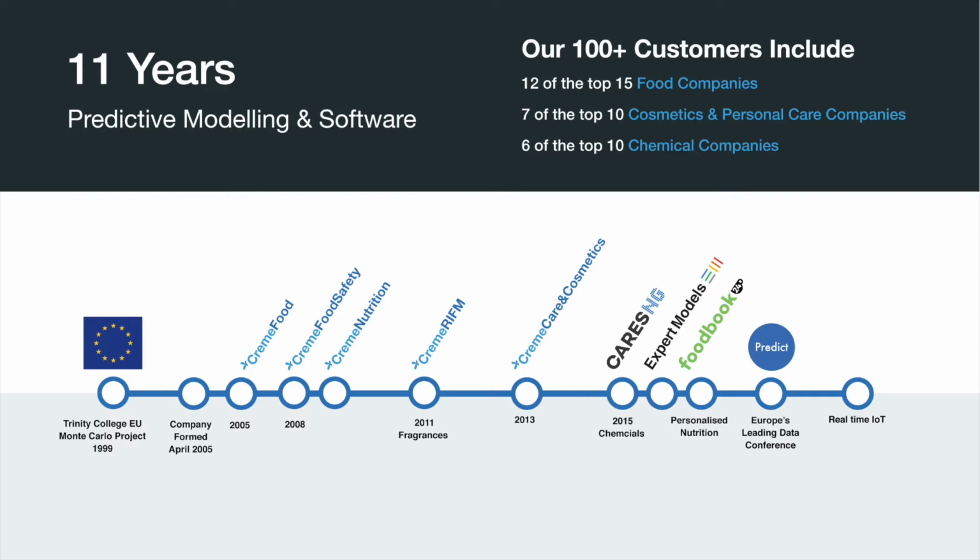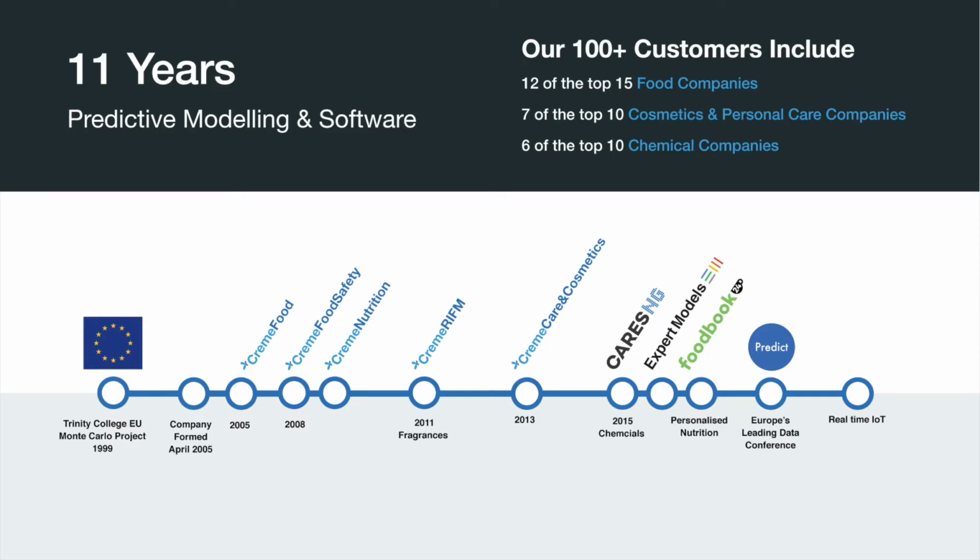We've gone on to develop a product called Creme Food Safety. We have a product called Creme Nutrition. We've also products in the area of Creme Care and Cosmetics, looking at consumer exposure to ingredients in personal care products and cosmetics. We develop a number of different products in the area of personalized nutrition, as well as general consumer exposure and food safety. And we deliver all of this through a data science platform called Expert Models that Mark is going to tell you a little bit more about at the end of my presentation.